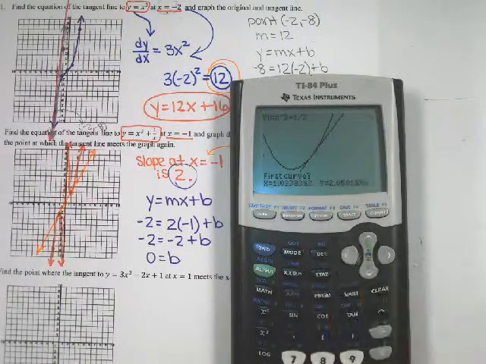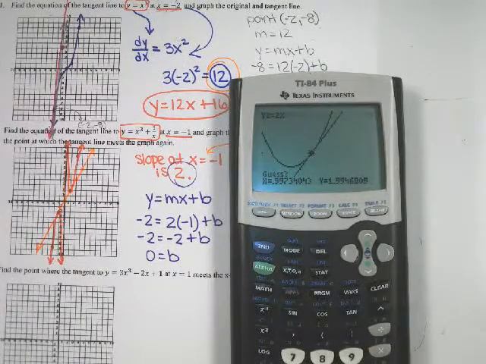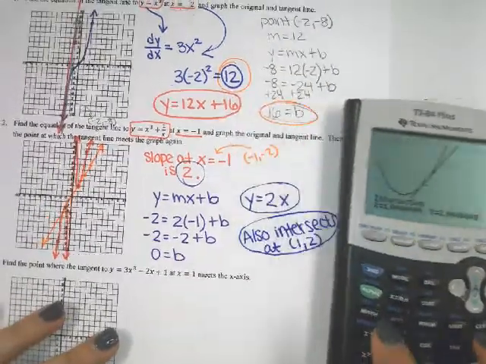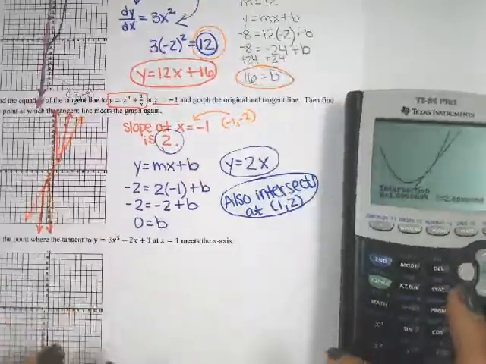I got it to work a little while ago. Let's see if that works this time. Yay, there it goes. So it looks like 1, 2. So typically that works a little easier. I don't know why that was so difficult this time. But it does intersect again at 1, 2.